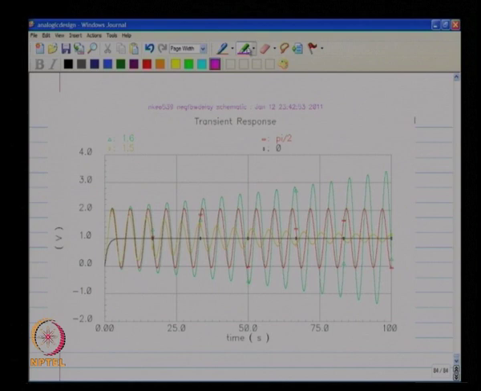Now, let us look at another plot to appreciate this instability better.